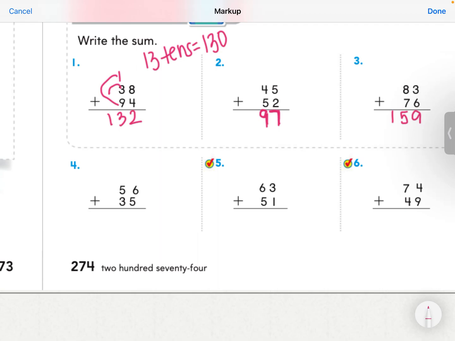Number 4, 56 plus 35. I'm going to add my ones. 6 plus 5. I created a 10 because my answer is 11. So I record my 10 up there, and I would have 1 left over. 1 ten plus 5 tens is 6 tens. 6 tens plus 3 tens is 9 tens.